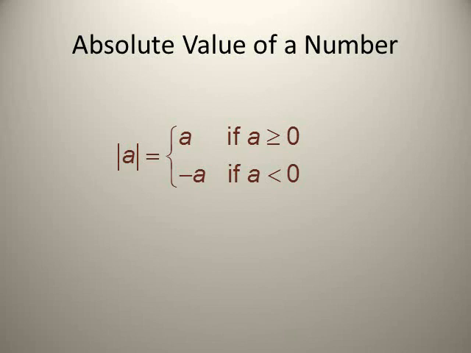But what about the case of a negative number? If inside the absolute value we have a negative number like absolute negative 3, now A equals negative 3. The output will be 3, right? That means negative A. So in the case of A less than 0, the output will be negative A.